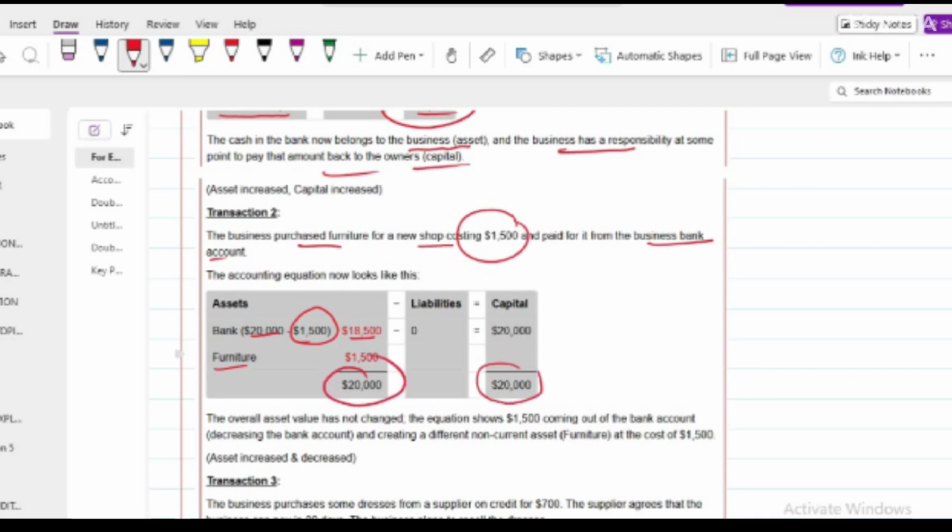The equation shows that 15,000 is coming out of the bank account, decreasing the bank account, and creating a different non-current asset, the furniture account, at the cost of this amount. So the total amount on the asset side is the same, but now it is in a different category. You have now to create another account, because you have purchased something. Okay. Now we have transaction number 3.